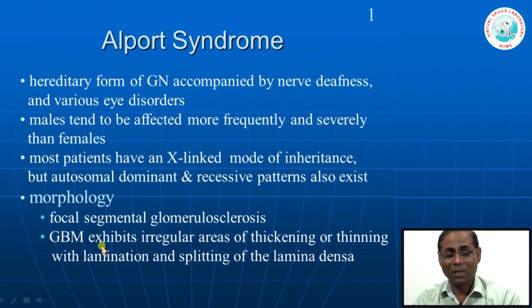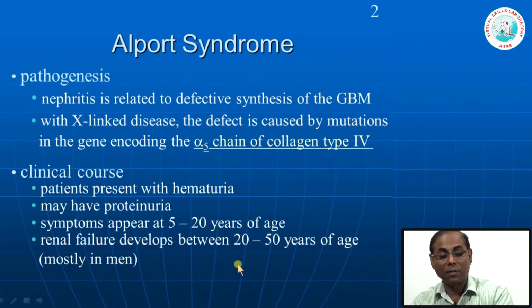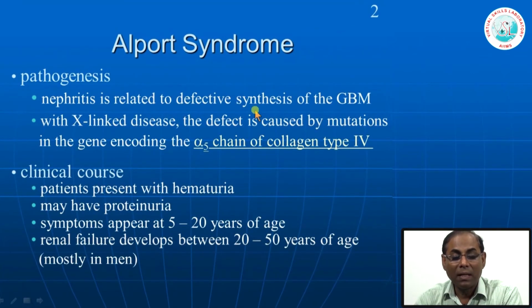Many times they can also present with a mild mesangial cellularity, increase in cellularity, or even a minimal change disease. Now, the GBM exhibits irregular areas of thickening and thinning with lamellation and splitting of the lamina densa. So, there is no immune complex deposit in this condition. Pathogenesis: the nephritis is related to defective synthesis of the glomerular basement membrane.